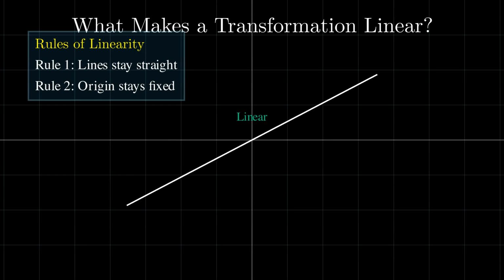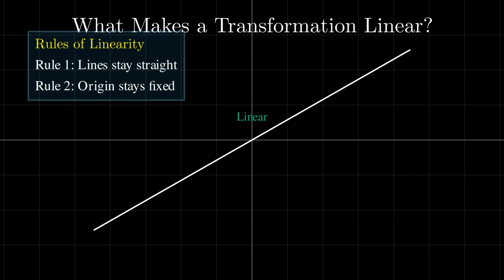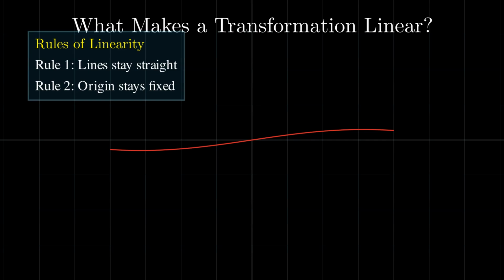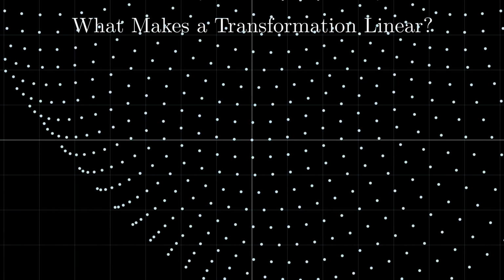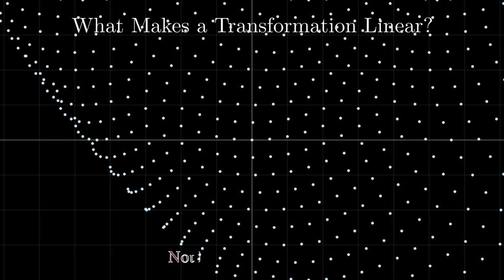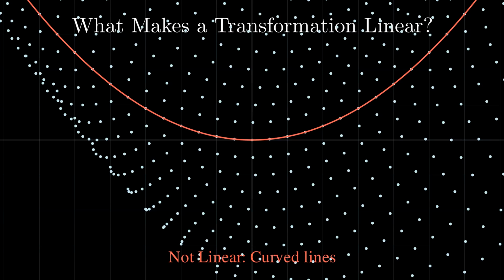Imagine you draw a line, like one stretching across your screen from left to right. A linear transformation can stretch it, rotate it, or tilt it. But it can never turn that line into a curve. If any line gets warped, even slightly, that transformation isn't linear. Let's take a closer look at what happens when we look at all the points in space. In this transformation, lines become curves, a clear violation of linearity.